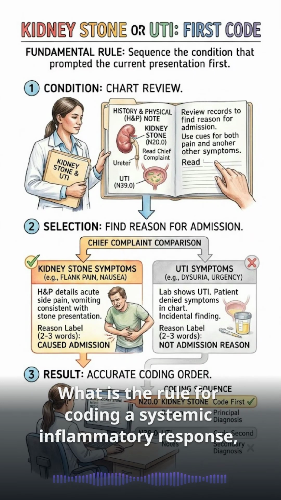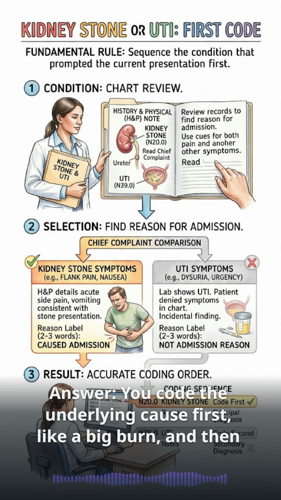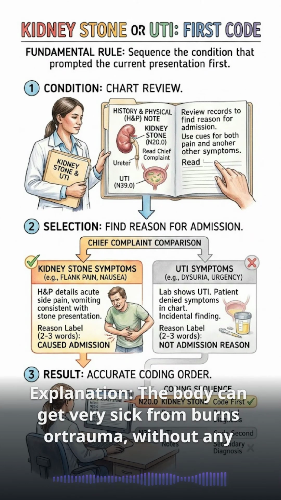35. What is the rule for coding a systemic inflammatory response that is not caused by infection? You code the underlying cause first, like a big burn, and then the inflammatory response code. The body can get very sick from burns or trauma, without any bacteria being involved today.